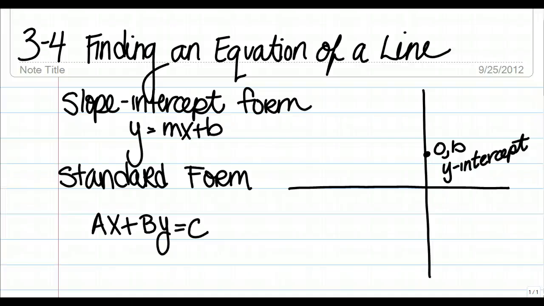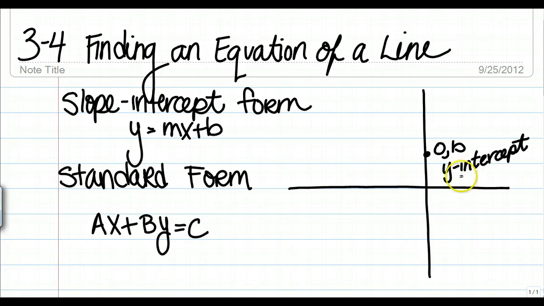Lesson 4, finding the equation of a line. Slope-intercept form, remember that's y equals mx plus b. Standard form is ax plus by equals c. And you're going to have to be able to write an equation in both of these two forms.